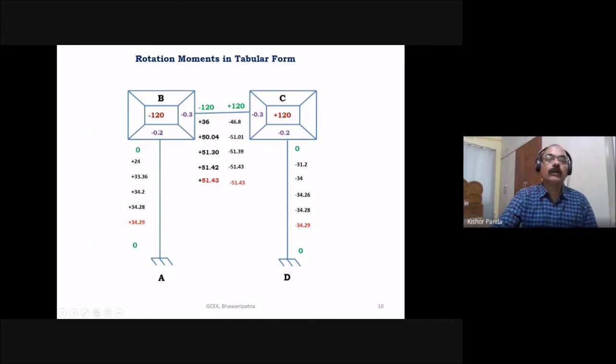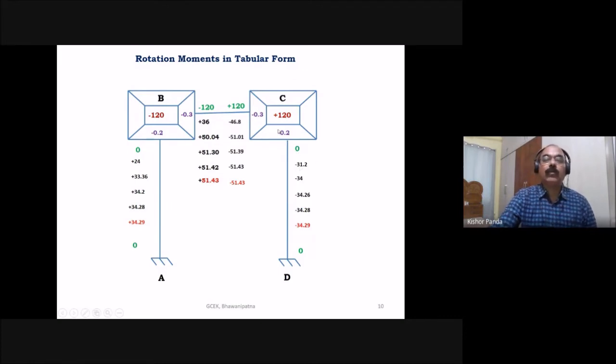At joint B you got M dash BA and M dash BC. Then you go to joint C. Similarly, at joint C, you have to find out the near end rotational moments M dash CB and M dash CD. These two you have to find out, the near end rotational moments.